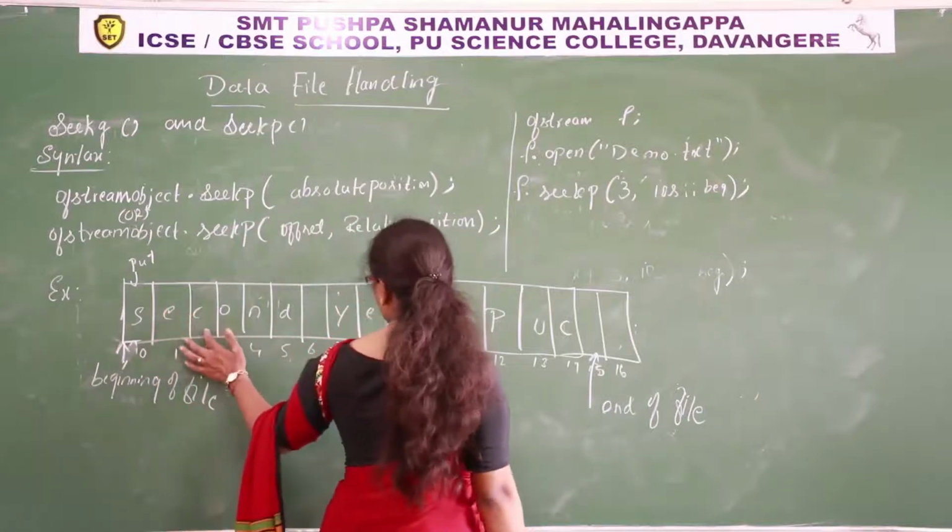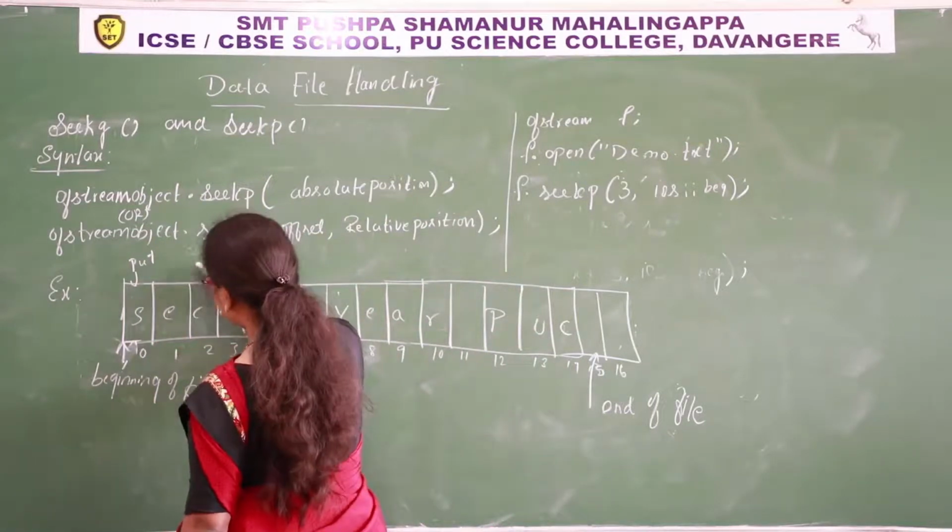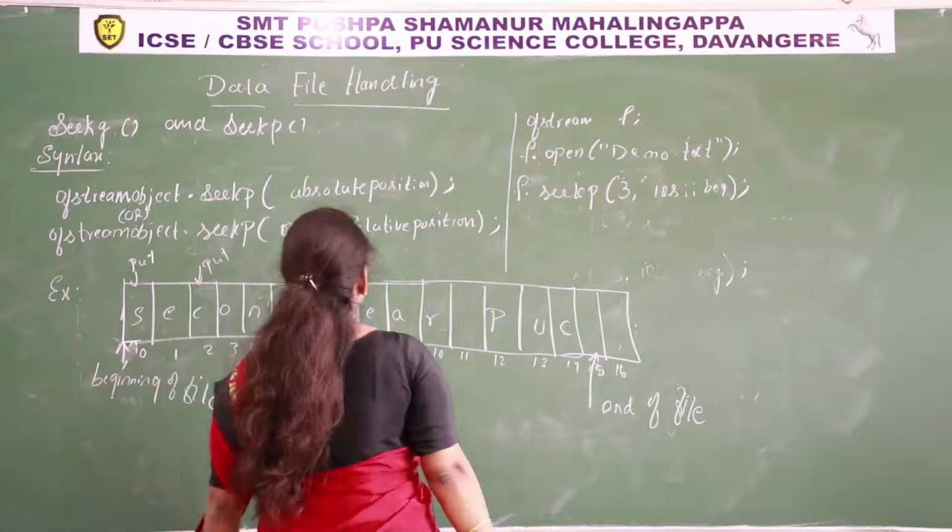So this is the first byte, second byte and third byte. So the put pointer comes to this location.